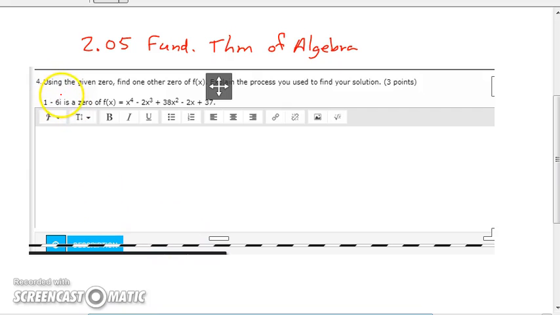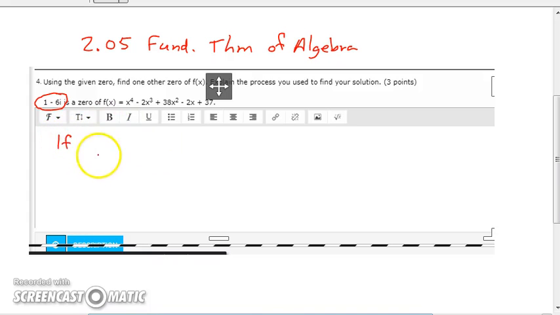All right. Well, we have one solution. 1 minus 6i is a 0 of f of x equals x to the 4th minus 2x to the 3rd plus 38x squared minus 2x plus 37. And so you might be thinking, well, boy, I'm going to have to see if I can find a 0 by using synthetic division. And we can use positive or negative 1, or we could use positive or negative 37. Well, actually, you don't have to do any of that, because remember the basic rule.